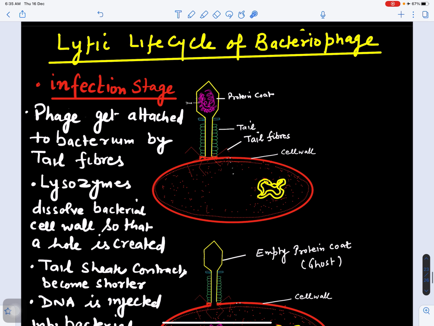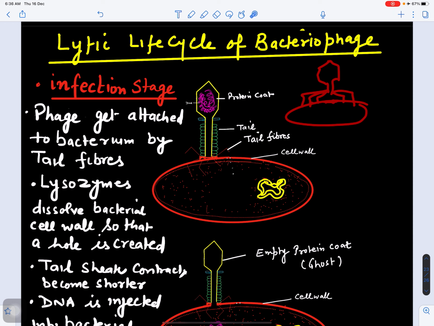Now we'll discuss the life cycle of bacteriophage. This was all about the structure of the bacteriophage. Now what happens when infection occurs on the bacteria? Now this phage will get attached. Supposing this is the bacteria and this is the virus. This will get attached with the tail fibers to it, like this. So tail fibers will help in its attachment.